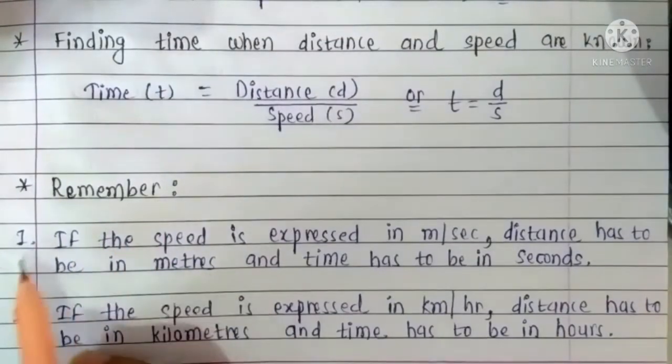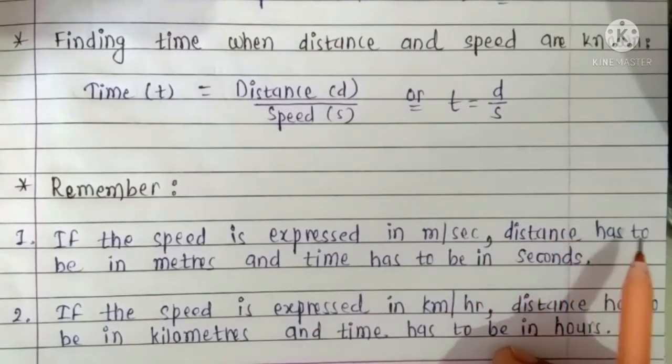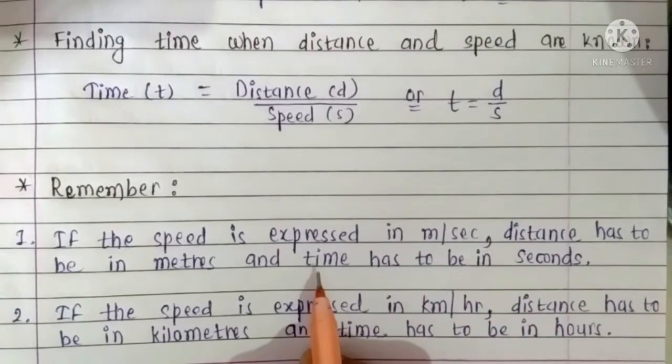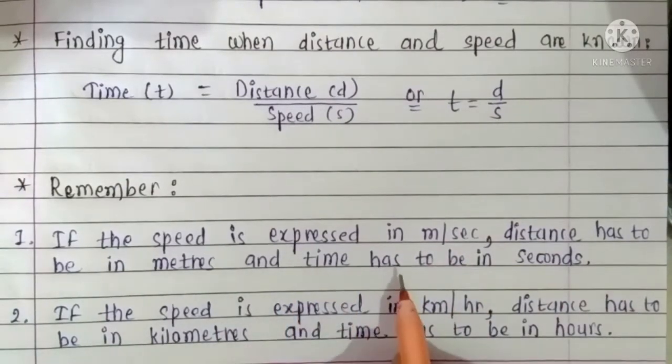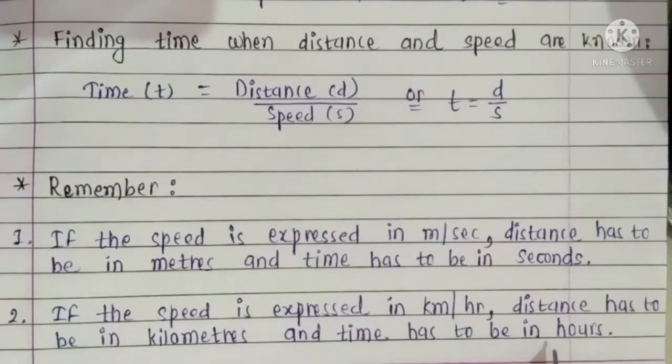Next, remember, first, if the speed is expressed in meter per second, distance has to be in meter and time has to be in second. That means if we measure speed in meter per second, then distance is in meter and time is in second. Next, second, if the speed is expressed in kilometer per hour, distance has to be in kilometer and time has to be in hour. That means if we measured speed in kilometer per hour, then distance is in kilometer and time is in hours.